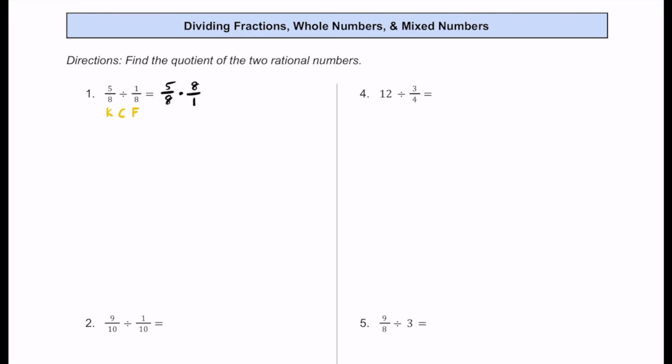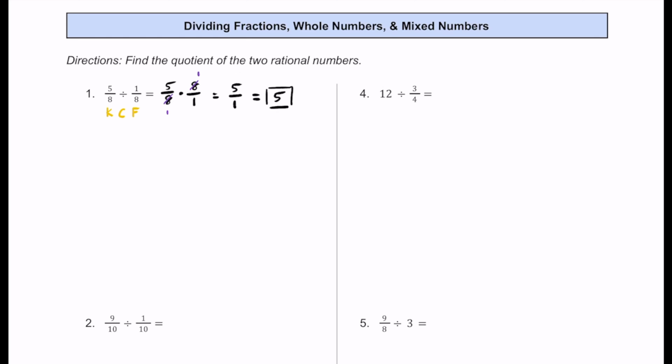You can go ahead and show the cross canceling if you would like to. So I'm going to go ahead and say 8 and 8. If you cross them out and divide them both by 8, you get 1 and 1. On top, 5 times 1 is going to be 5, and on bottom, 1 times 1 is going to be 1, and 5/1 is just going to be 5 wholes.